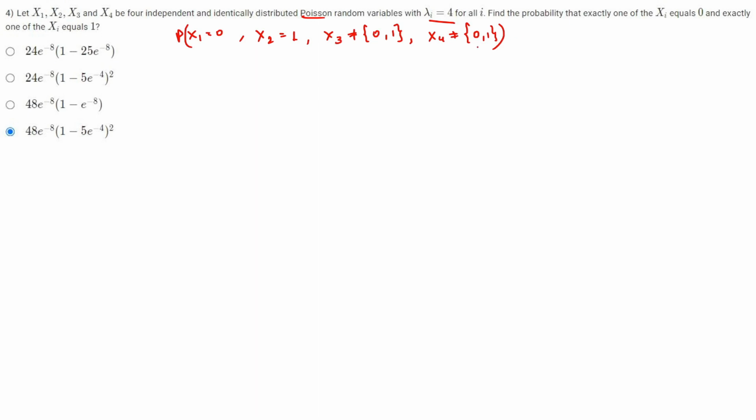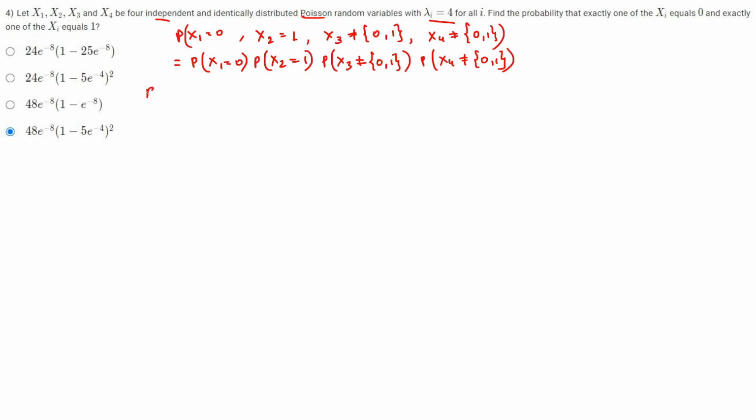I'll just calculate for one and then multiply with all the different possible ways that this can be achieved. Since they have mentioned that these are independent, I can write this as the probability of x1 is equal to 0, and the probability of x2 is equal to 1, the probability of x3 not equal to 0 and 1, and the probability of x4 not equal to 0 and 1. Okay, so now I'll find this out individually.